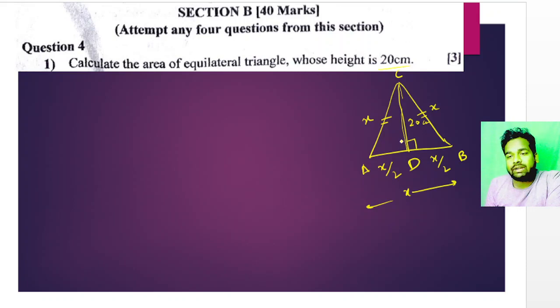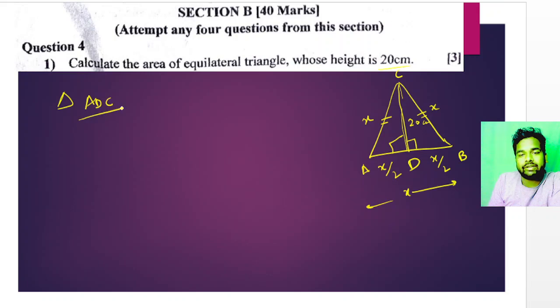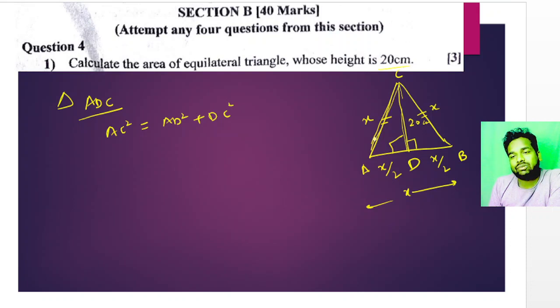Now consider the triangle ADC. Here we can apply the Pythagoras theorem, that is AC square is equal to AD square plus DC square. We can say why, because from the Pythagoras theorem, hypotenuse square is equal to base square plus perpendicular square. So we have applied this theorem, that is AC square is equal to AD square plus DC square.